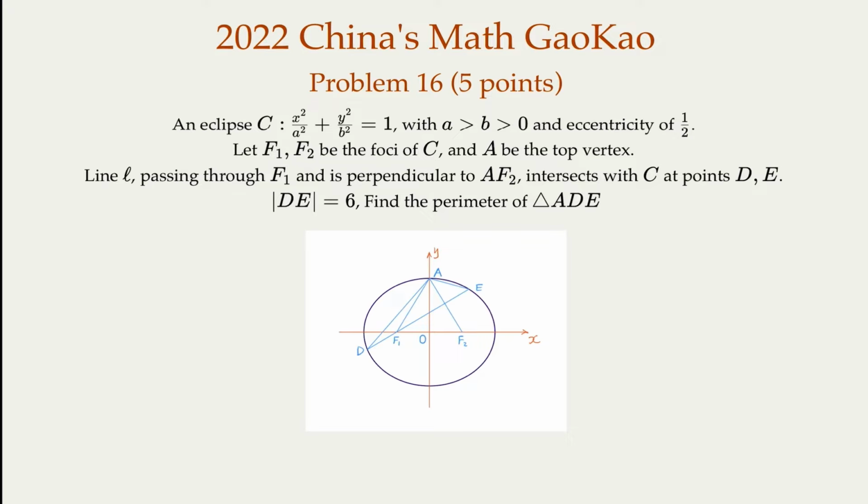This is 2022 China's GaoKao. It's math problem 16. It's fill in the blank. It's worth 5 points. But in my mind, this is way more difficult than what 5 points is worth. I think it requires a major effort to get the answer, at least in my experience. So even though it's conceptually straightforward, you need to do a lot of algebra.